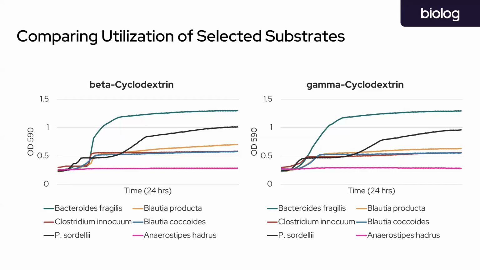For those of you unfamiliar with these obligate anaerobes, P. sordellii is pathogenic, while Bacteroides fragilis is a commensal bacteria, which offers colonization resistance. B. fragilis is able to reach much higher OD levels than P. sordellii, suggesting it may offer protection from this microbe by more efficiently consuming one of its preferred substrates.